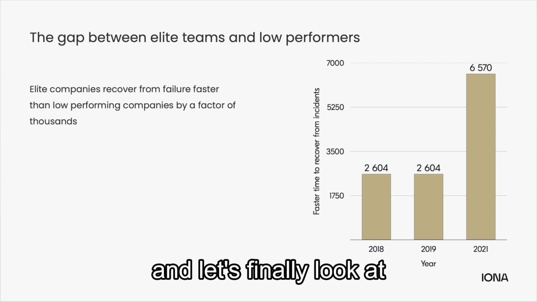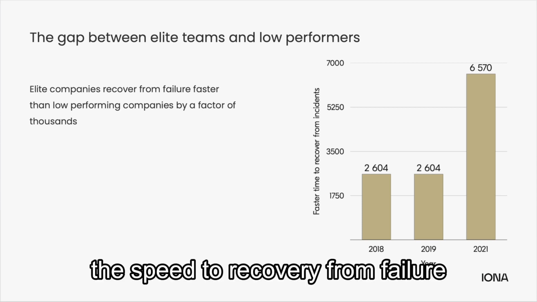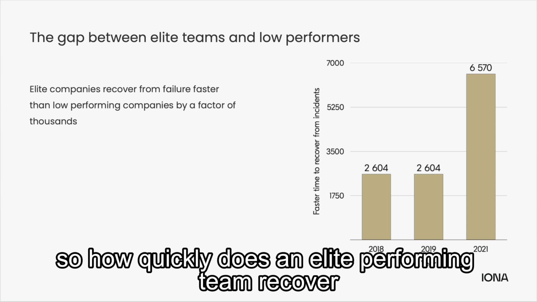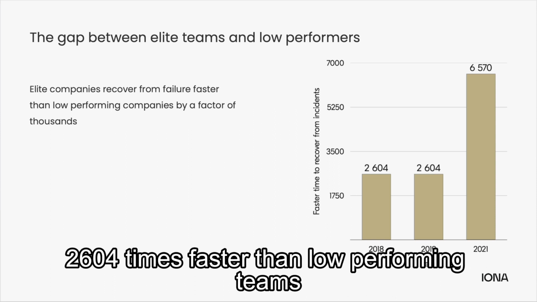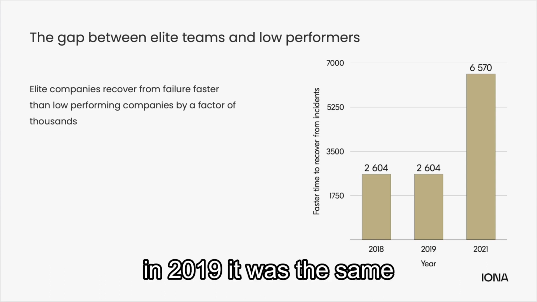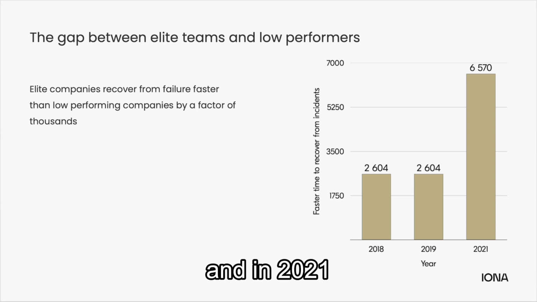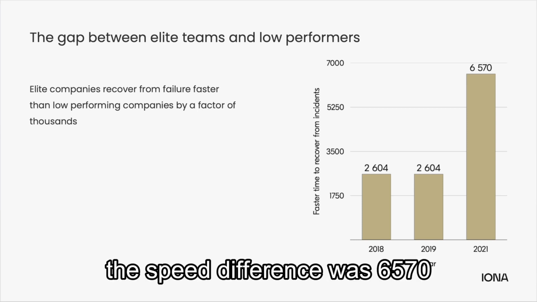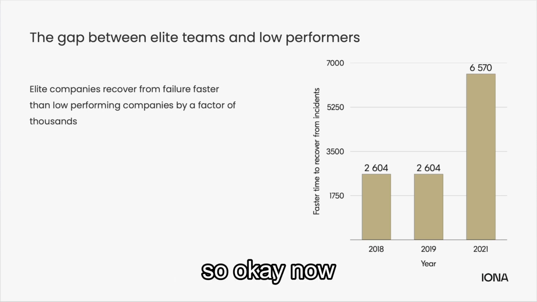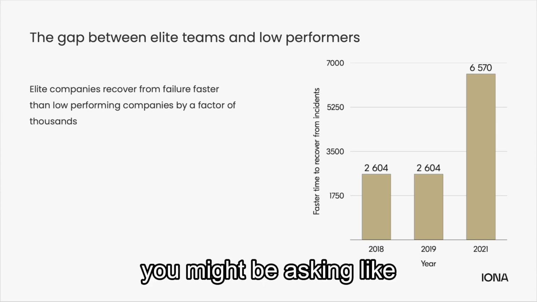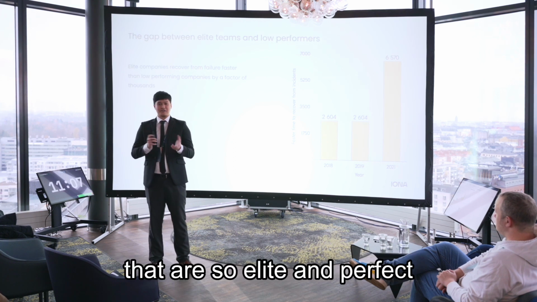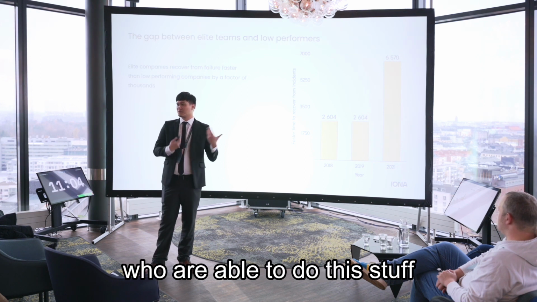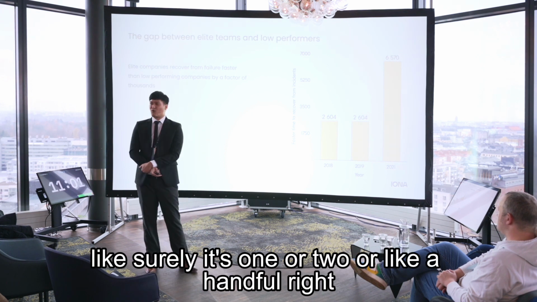And let's finally look at the speed to recovery from failure. So how quickly does an elite performing team recover from failure? In 2018, elite teams recovered from failure 2,604 times faster than low-performing teams. In 2019, it was the same. And in 2021, the speed difference was 6,570. So, okay, now you might be asking, who are these magical unicorn companies that are so elite and perfect who are able to do this stuff? Surely it's one or two, or like a handful, right?